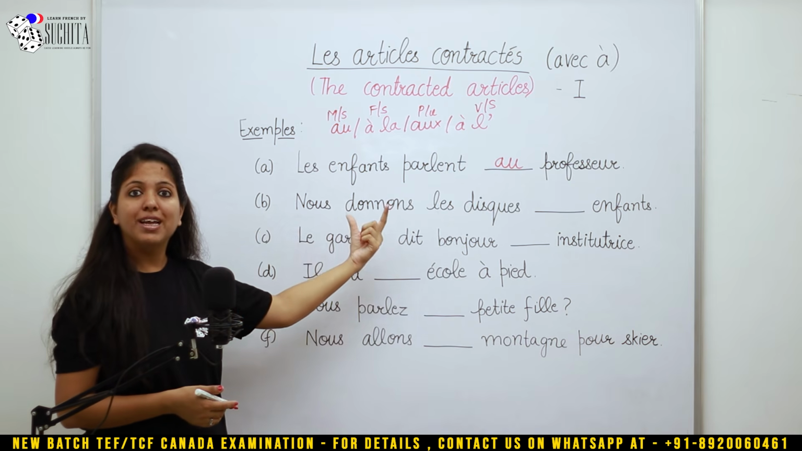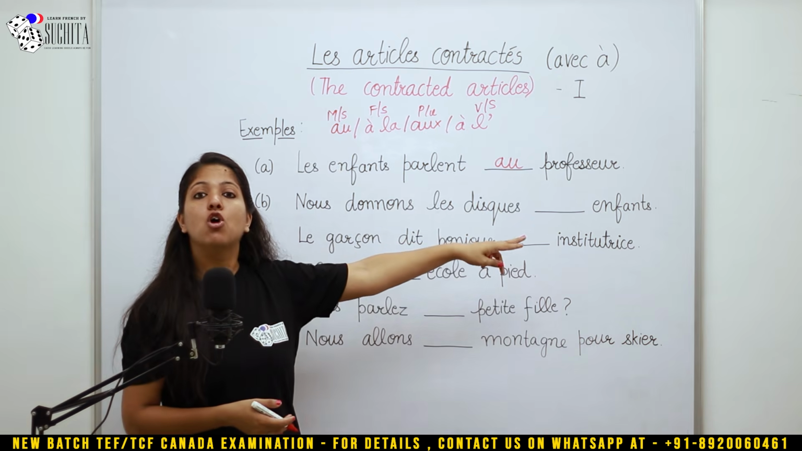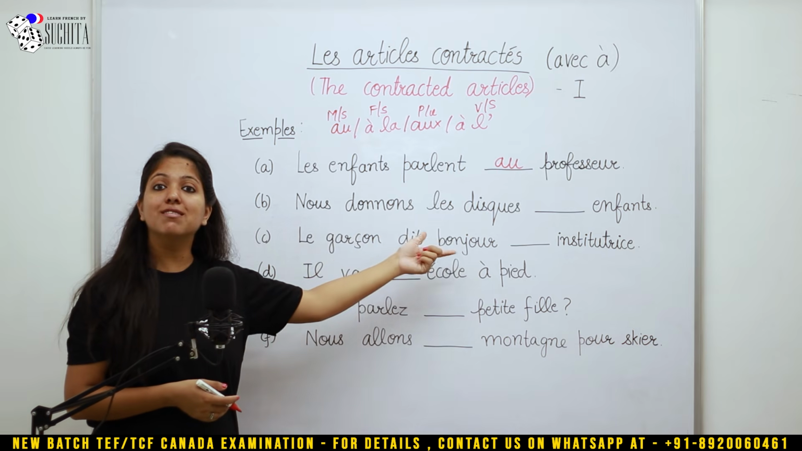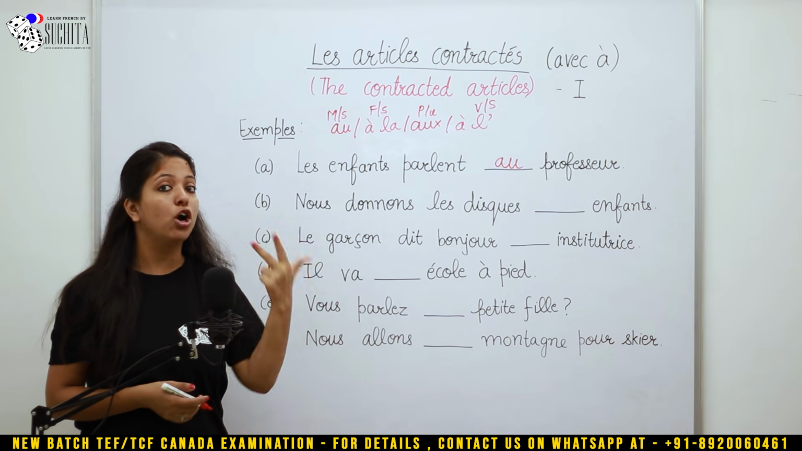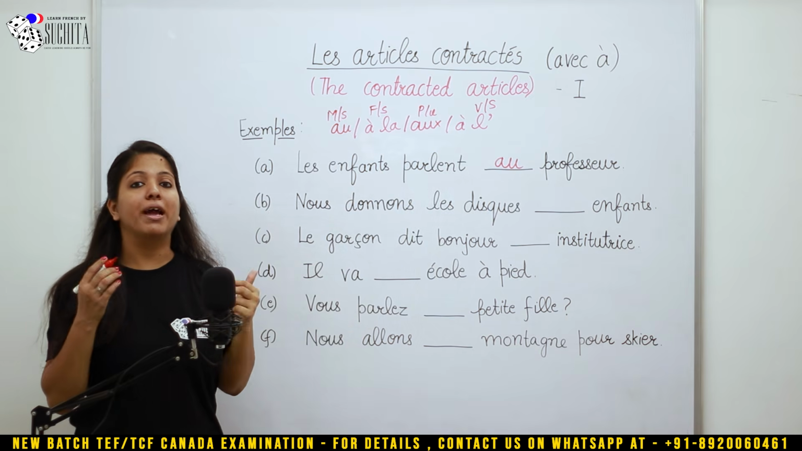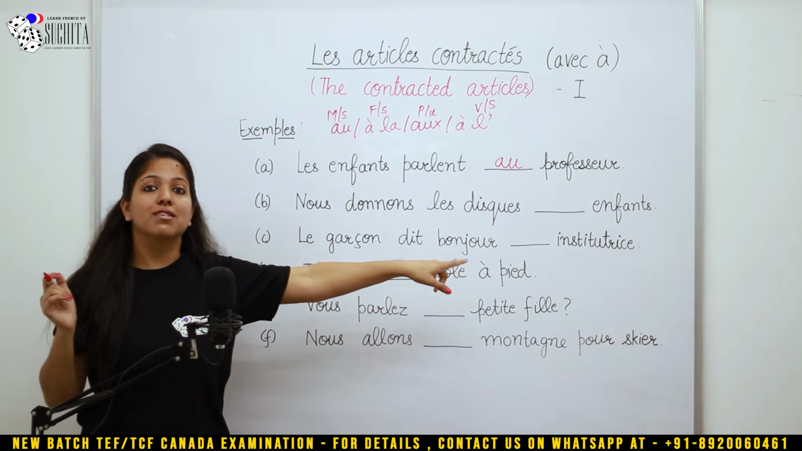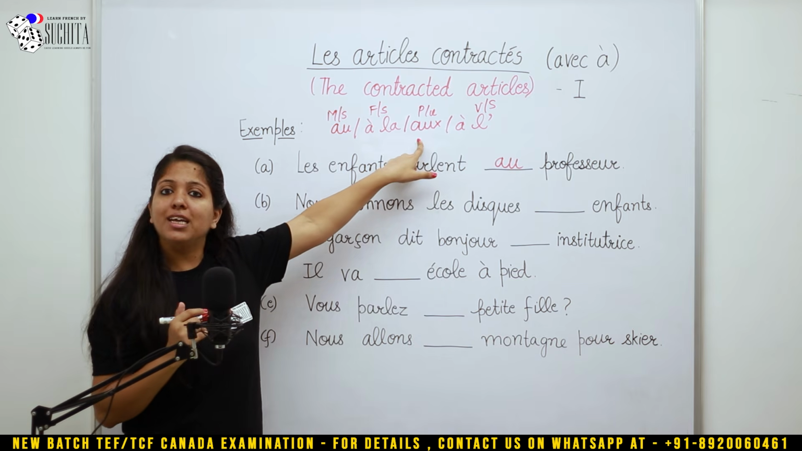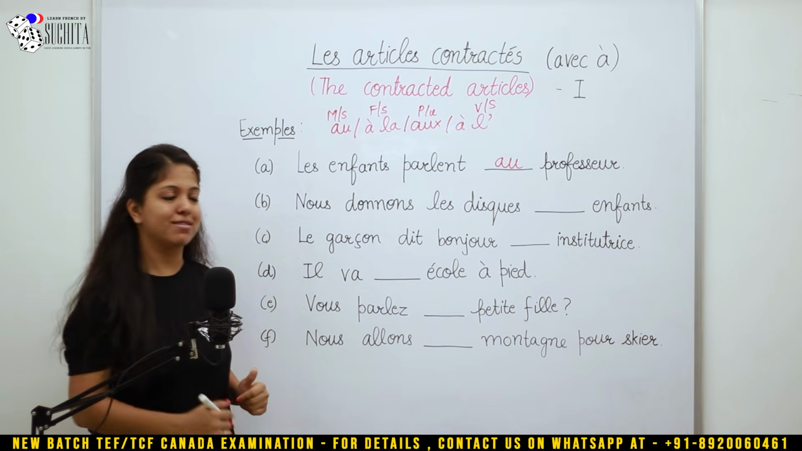Okay. Now let's look at the second example. Nous donnons les disques, so we give the CDs dash enfants. Again, what is the meaning in English? We give the CDs to the children. So the meaning is perfectly alright. It should be either in the, at the or to the. Now you have to select one amongst these four, and the selection you will do by looking at the word which is next to the dash. The word which is next to the dash is very clearly plural. So if it is plural, you will not look at any other thing. If it is plural, it is always going to be aux, A-U-X.